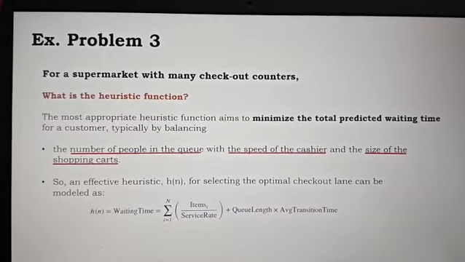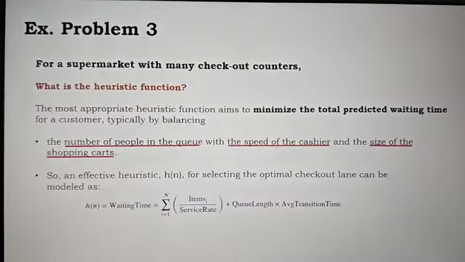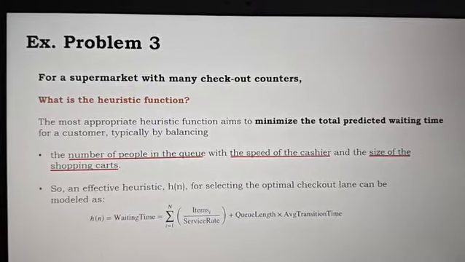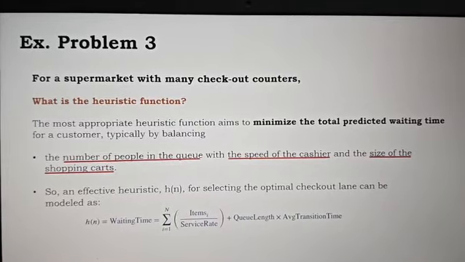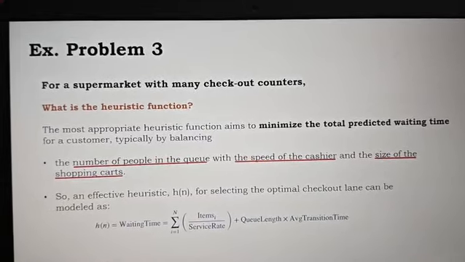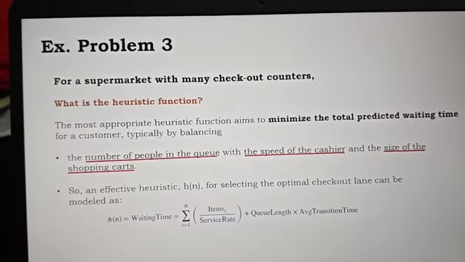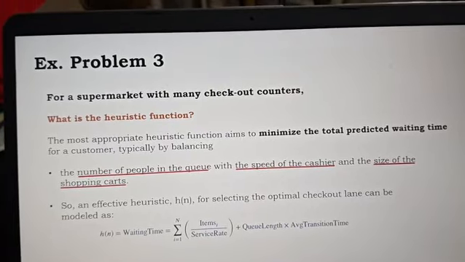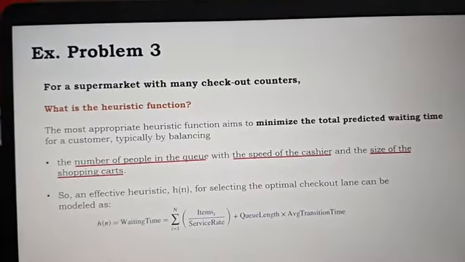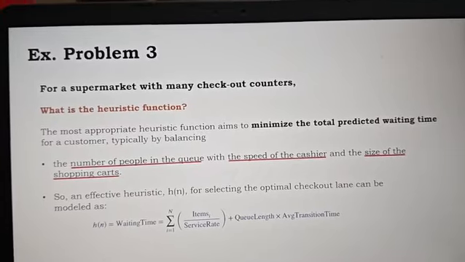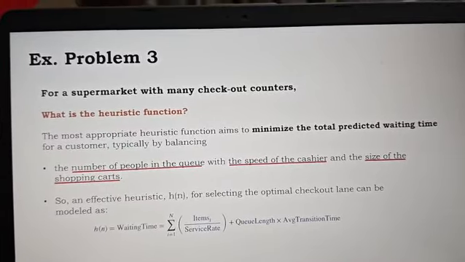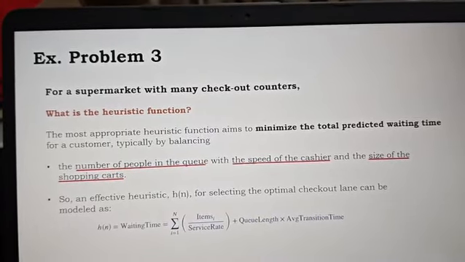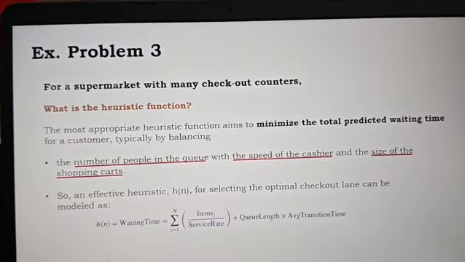See, for a supermarket with many checkout counters. When you go to a supermarket, there will be many checkout counters, okay? So which counter do you select? Even in a metro, to get into the metro, there will be so many queues. Which queue will you select? Based on the number of people in that queue, right? When we consider this metro queue, you will consider only the number of people. But when you take the supermarket checkout counters, what are the things you need to consider? The number of customers in a queue, and what is their cart size?